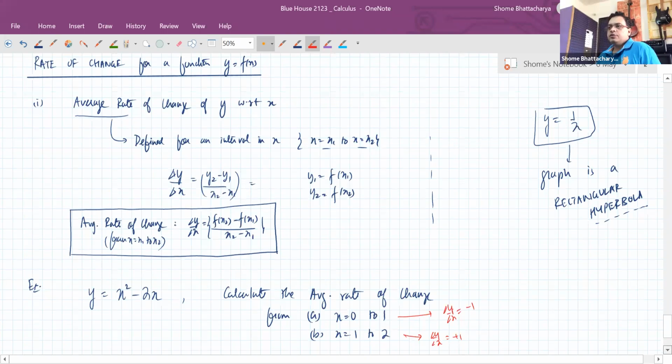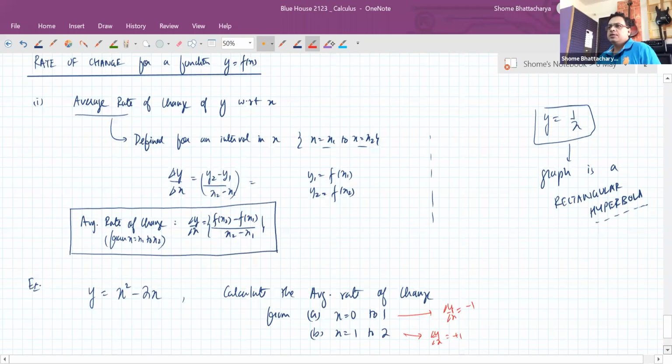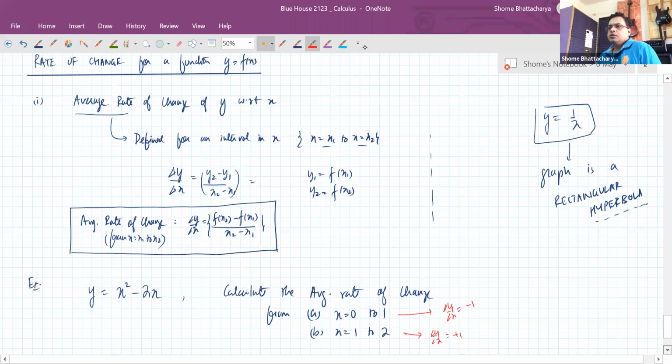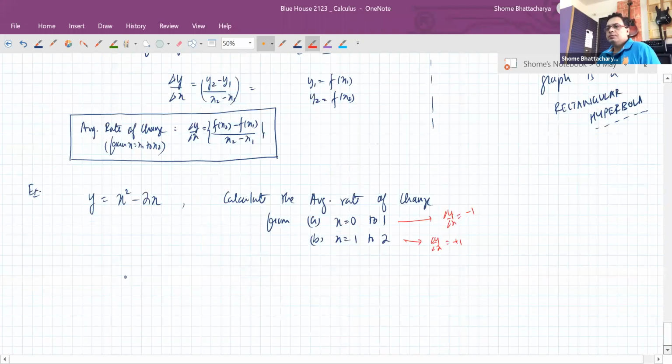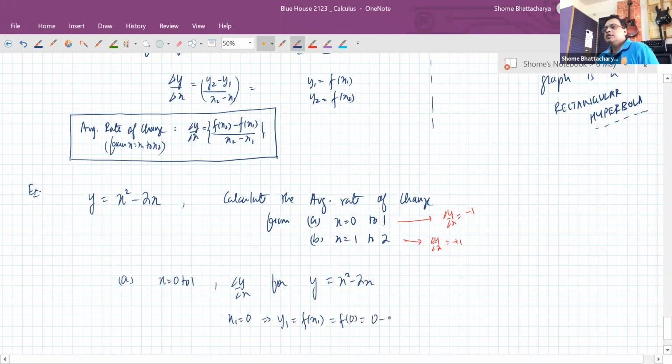Yeah, so I'm sure all of you must have worked this out. It's very simple. We just have to apply the formula over here. For example, in the A part, x equal to 0 to 1, we have to calculate delta y by delta x for the function y is equal to x square minus 2x. So we take x1 as 0. So y1, which is f of x1, becomes f of 0, which is 0 minus 0, or 0. Okay. And we take x2 as 1.